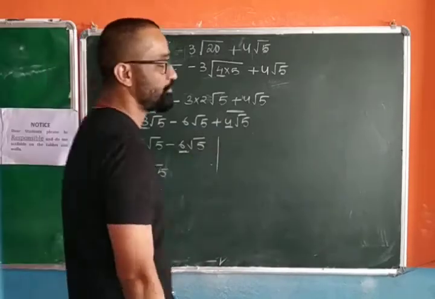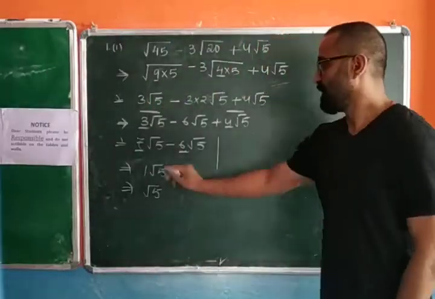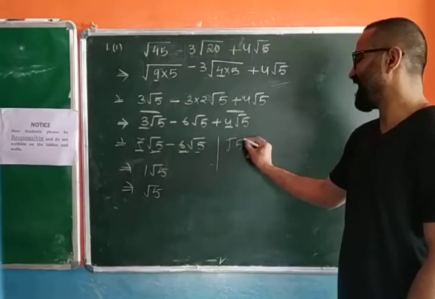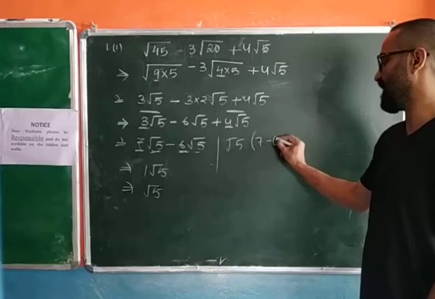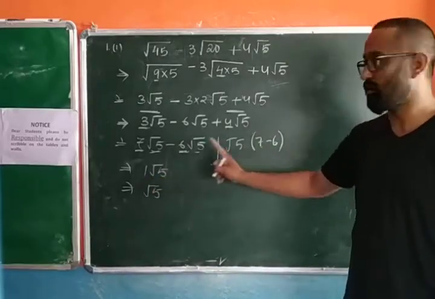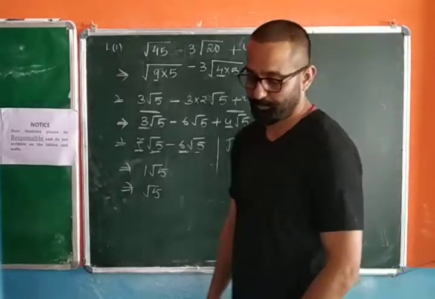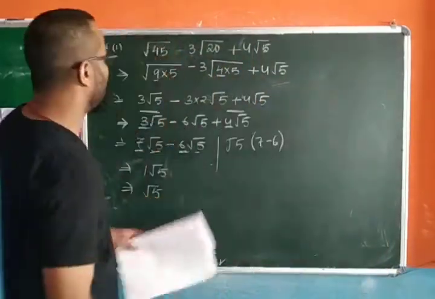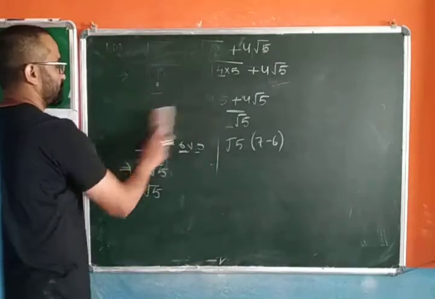Look at the calculation. How do we get it? We have the surd common here, so root 5 is taken out. We get 7 minus 6. 7 minus 6 is 1. You can operate this way or you can directly solve it. You can do question number 2. Look at number 2 also.